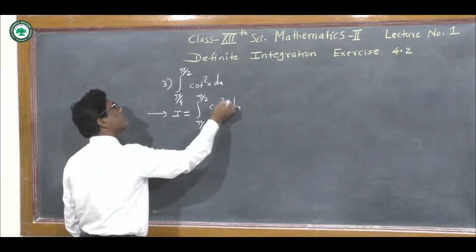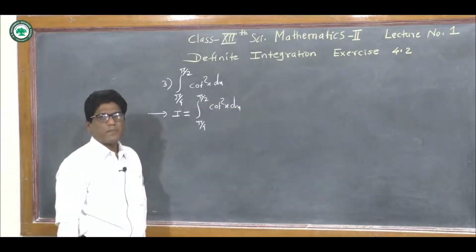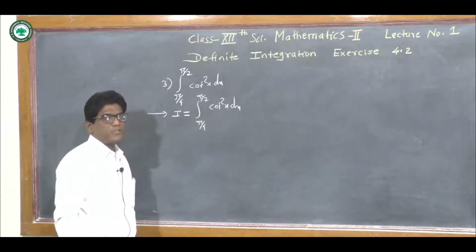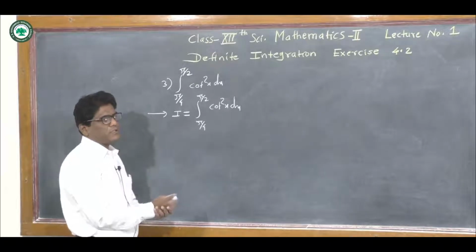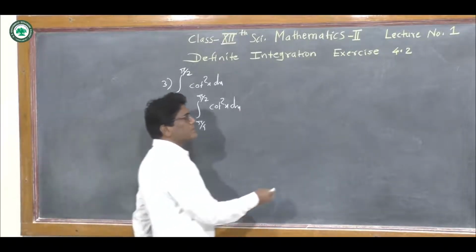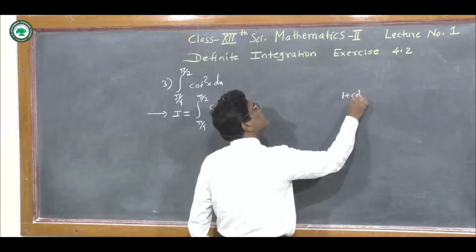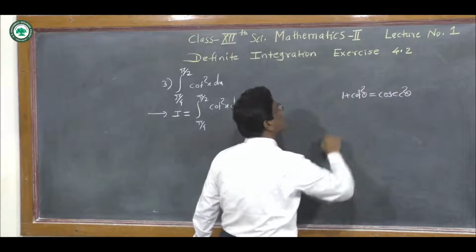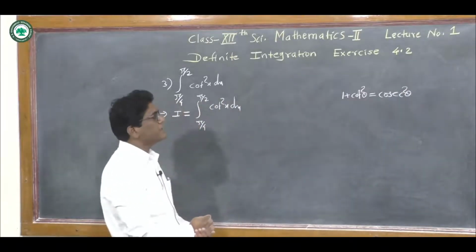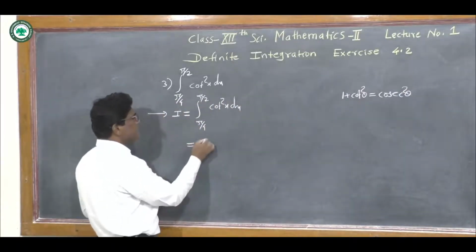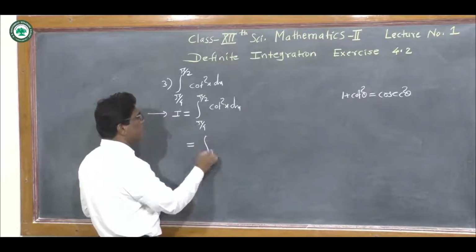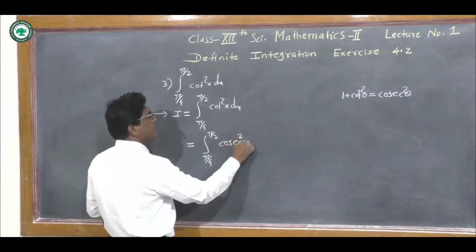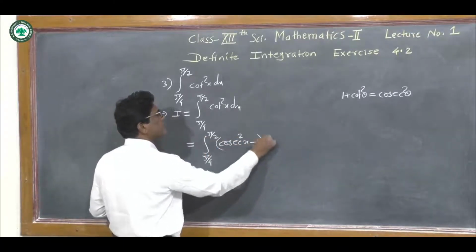So when there is a trigonometric function, use its formula. We know that cot square x is equal to cosec square x minus 1. We know the third fundamental identity: 1 plus cot square theta is equal to cosec square theta. And therefore we get cot square theta as cosec square theta minus 1. And therefore this is equal to integration from pi by 4 to pi by 2, we write here cosec square x minus 1 dx.